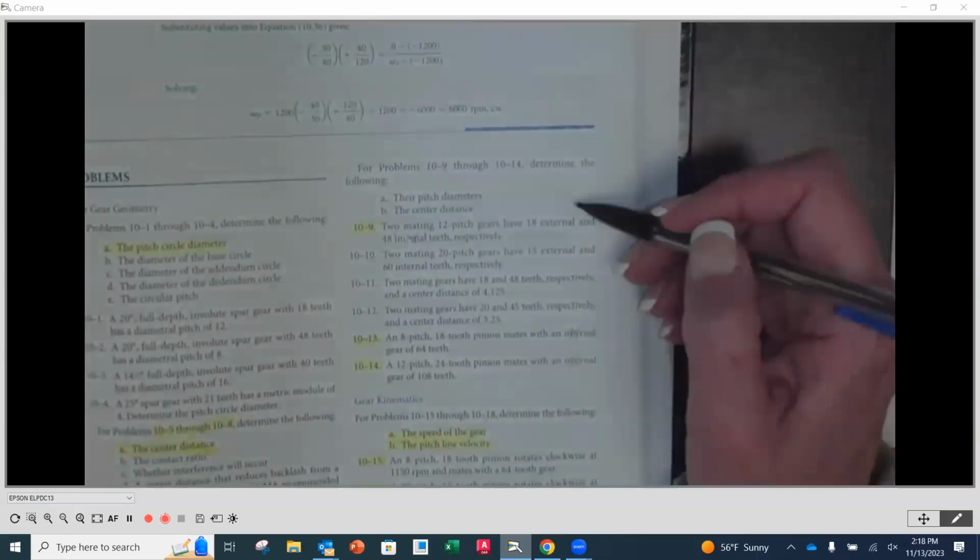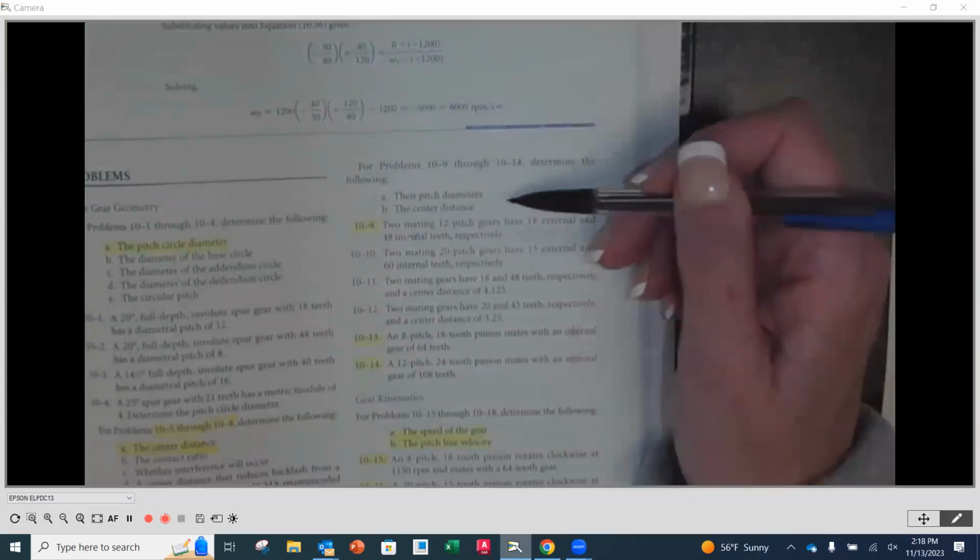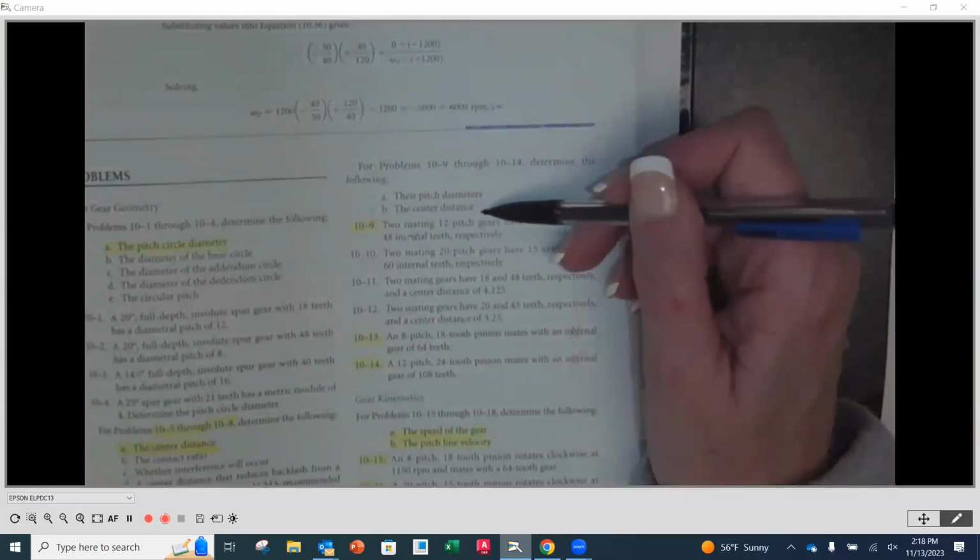I didn't catch that as I was reading this because this is a newer book that I don't have marked up already. So all externals, those are the calculations that we have. You want to find the pitch diameters and the center distances for number 9, 13, and 14 using only external gears. I'll add that note to our module homework or assignment number 4.